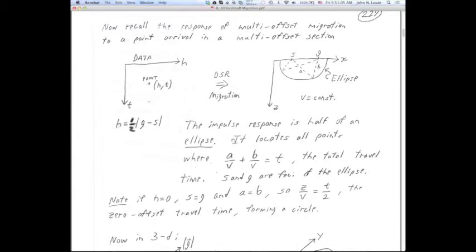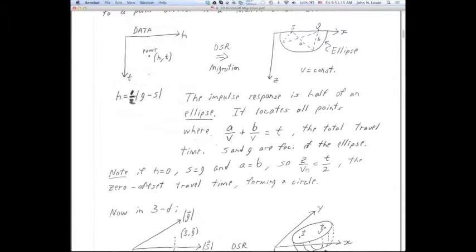All right, so that ellipse locates all points where A over V plus B over V is equal to T, the total travel time. Okay? And if you remember anything about ellipses from elementary school, you might realize that S and G are the foci of the ellipse. Okay. Now, if H equals 0, S equals G, and A equals B, so Z over V is equal to T over 2, the zero offset travel time, and the ellipse becomes a circle, as you'd expect, right? You bring the foci of an ellipse together, you've got a circle.